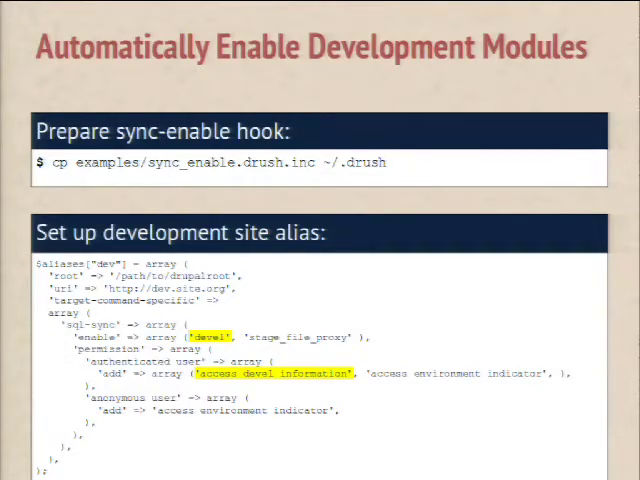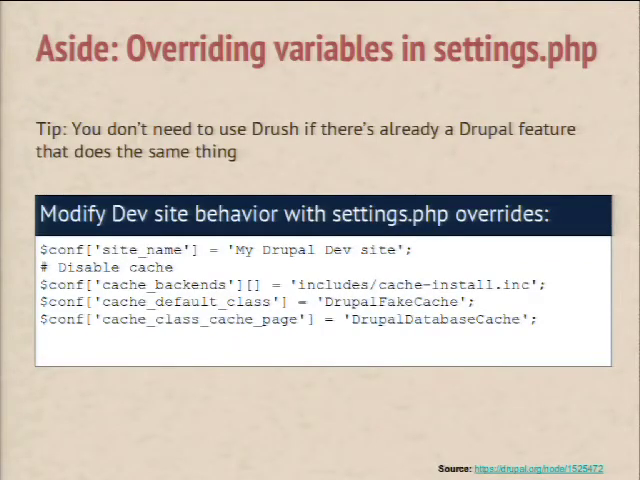So this has been in the Drush examples folder for a long time. As an aside, a couple of times people have asked me about the sync enable hook and say, well, can I also set variables every time I SQL sync my site? And the answer to that is no, that feature isn't there, and it wouldn't be difficult to add it, but there's no point in adding it because the better way to do that is to just use the Drupal function to put overrides inside of your settings PHP file. And then those are always there, and you don't need to worry about changing the database every time you SQL sync it.